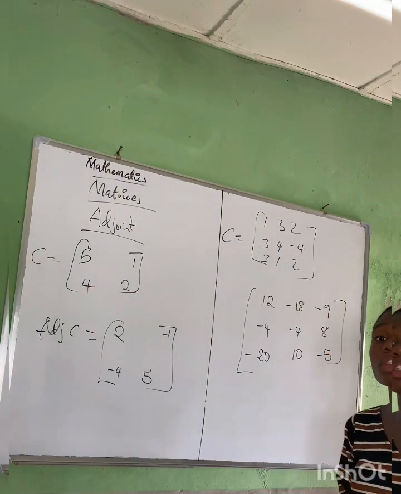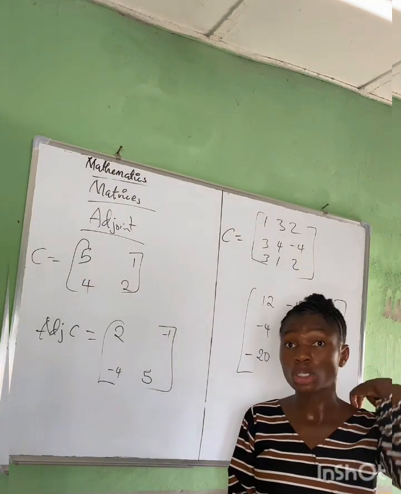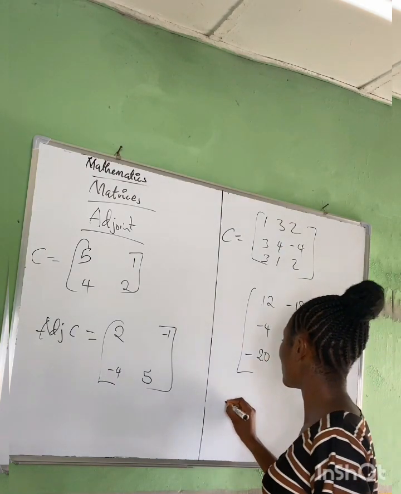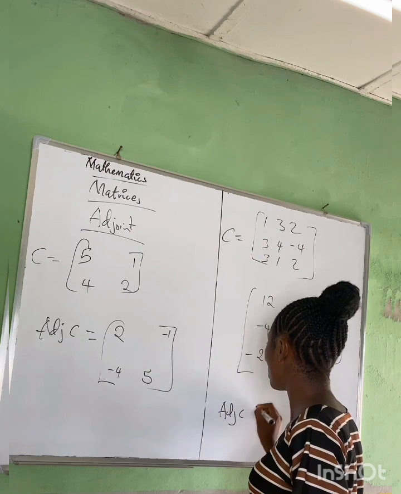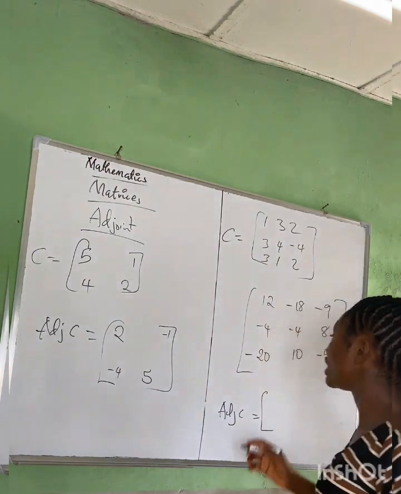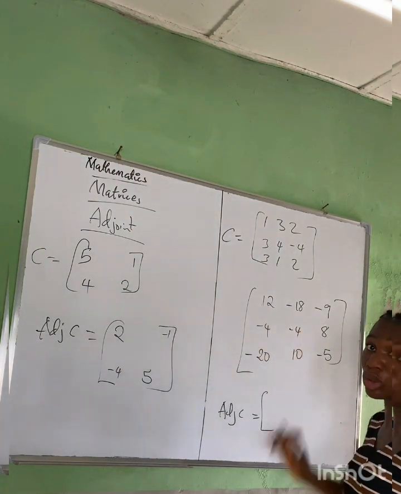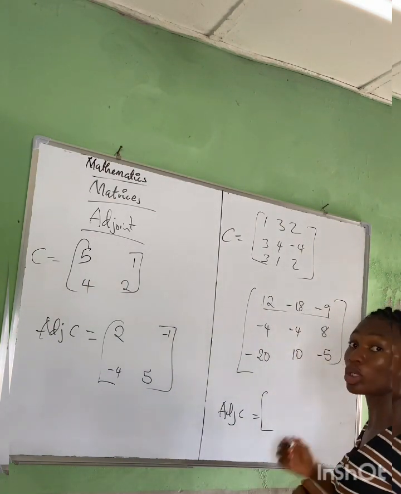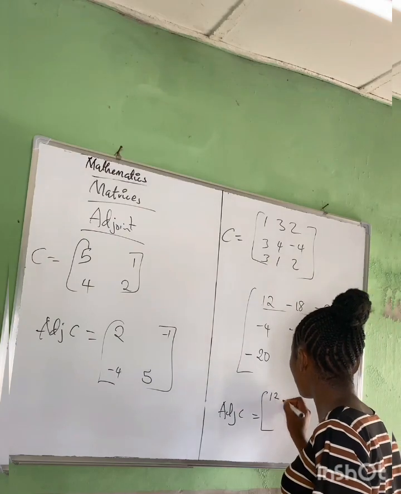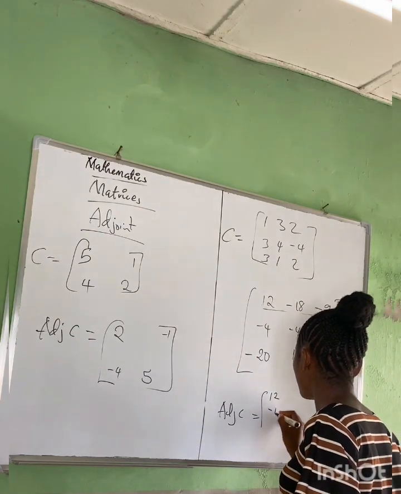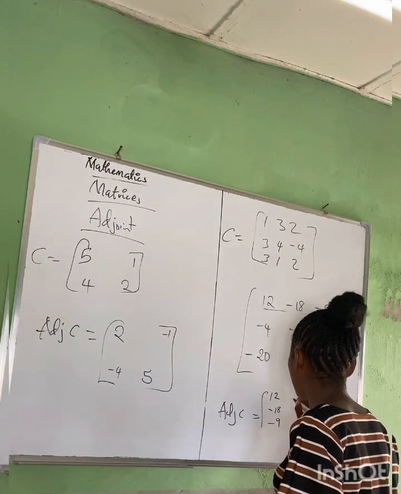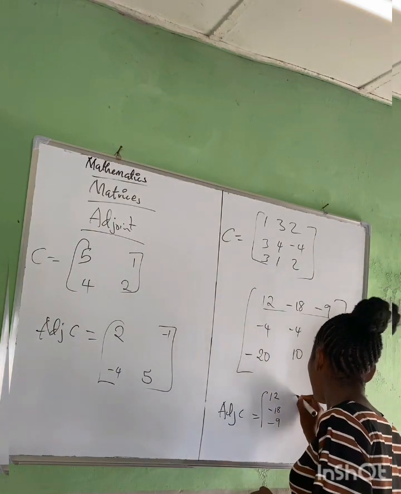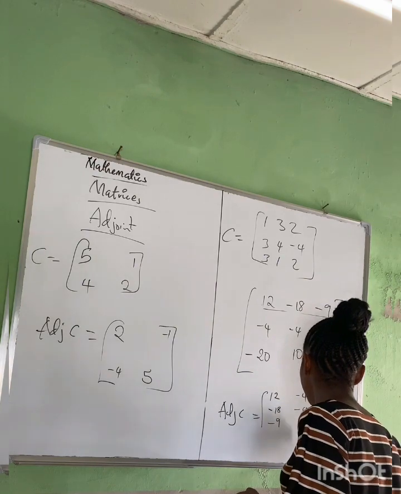So for the adjoint of a 3 by 3 matrix, we just transpose. We have seen how to transpose. We are going to be changing our rows into columns and our columns into rows. So our first row becomes a column, and we'll be having 12, -18 and -9. For our next row, which will become a column, we'll be having -4 and then 8.